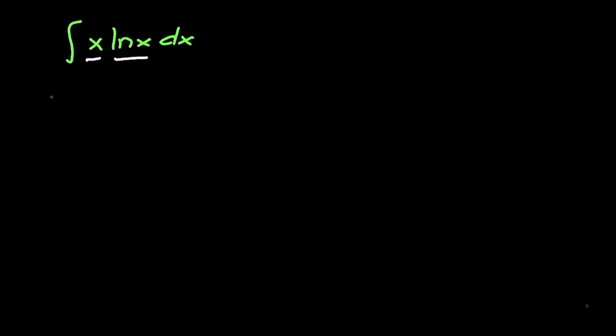So, the method that I will be using here is the DI table method. D stands for derivatives, and I stands for integral. Now, in order to know what to put under the derivatives, use the LIATE rule. L stands for logarithmic.